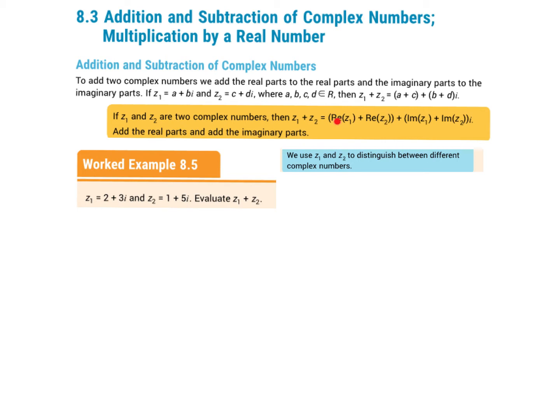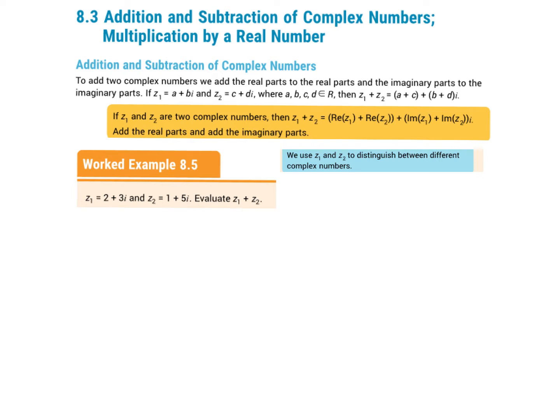All we do is take the real parts and the imaginary parts and add them together, and that's it. It looks really complicated, but it isn't. It's just like normal algebra where we get the numbers together and we get the i's together and then we're done. Here we have Z1 equal to 2 plus 3i, Z2 equal to 1 plus 5i, evaluate Z1 plus Z2.